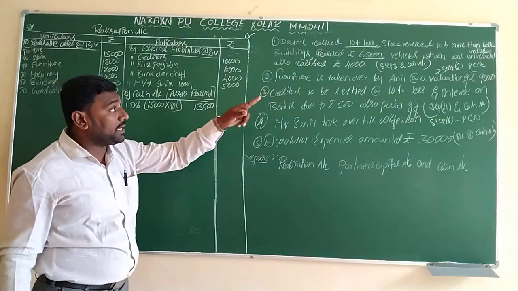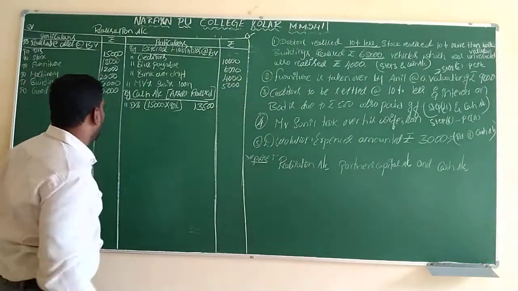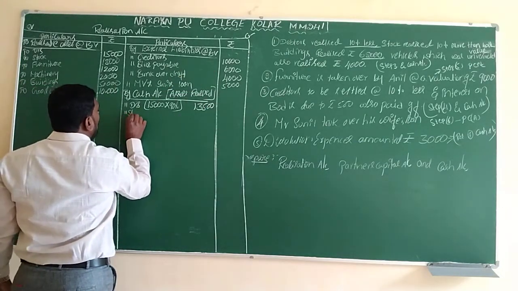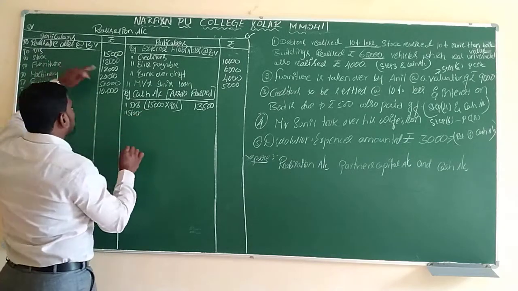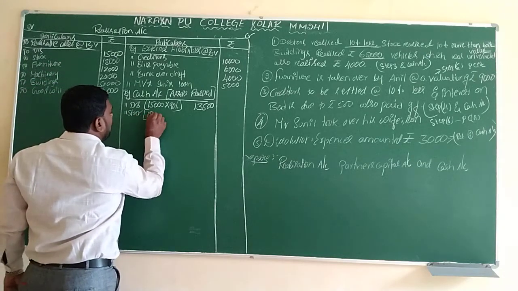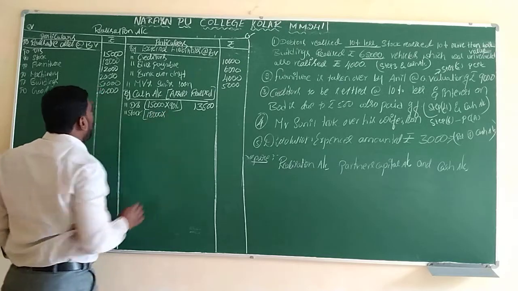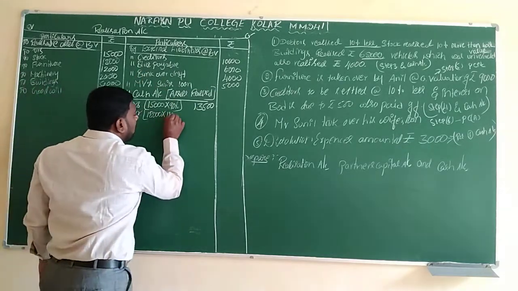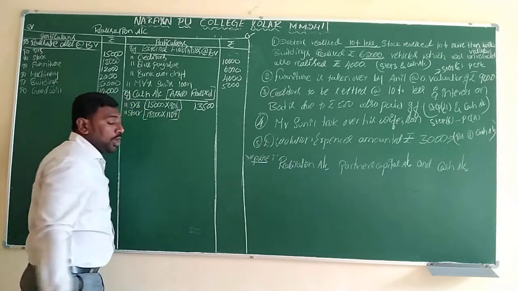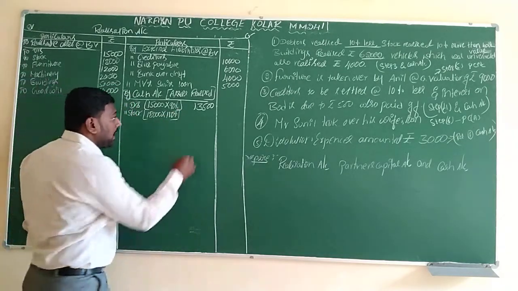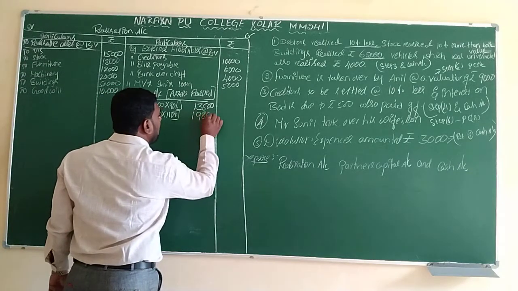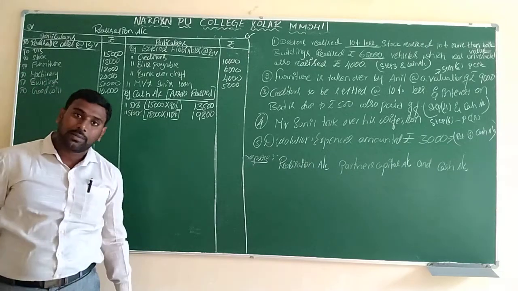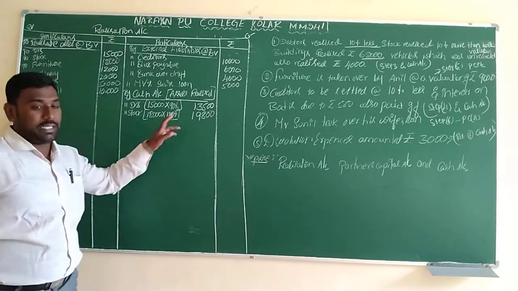Stock realized 10% more than book value. So more means we should add it to the 100%. So for stock, the value of stock is 18,000 they are given, into book value 100 plus 10, we will get 110% as the value of stock. So therefore we have to get 19,800 rupees. We have to get the value of stock which is realizable at the time of this.